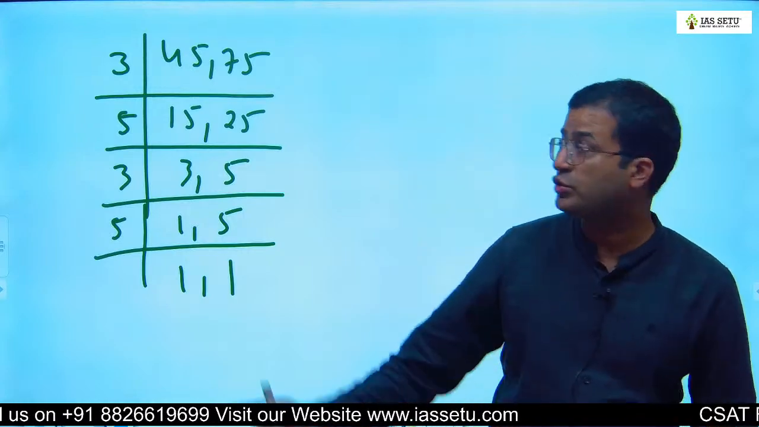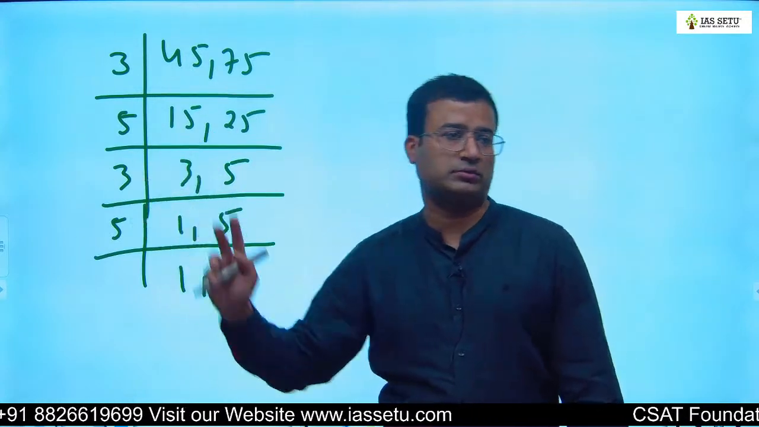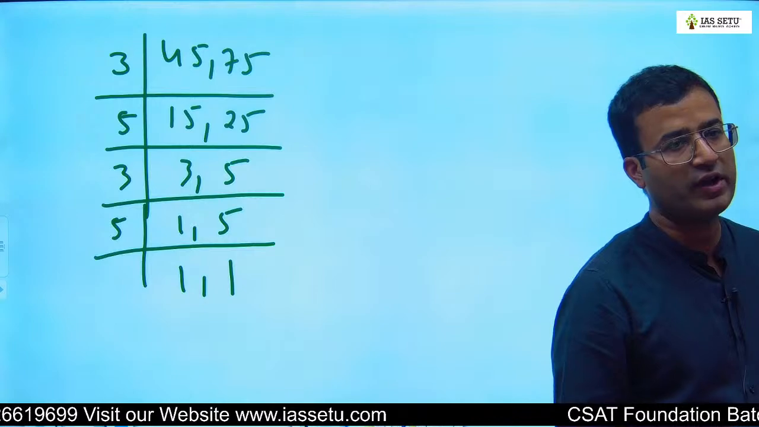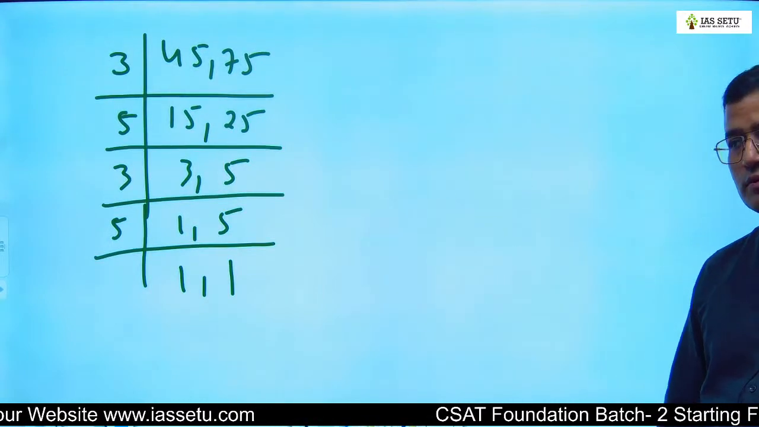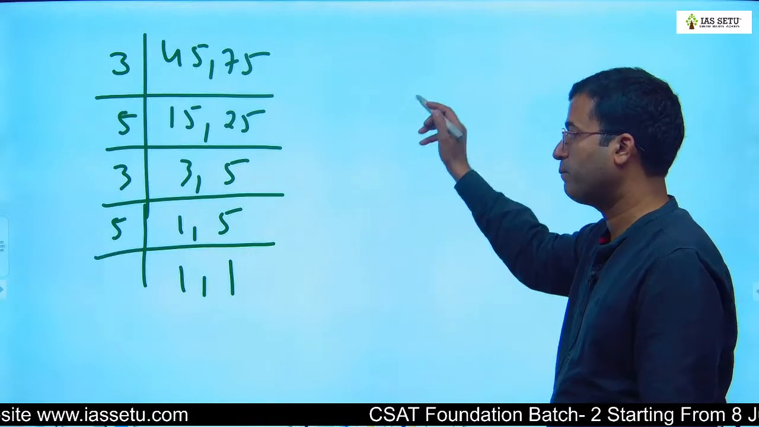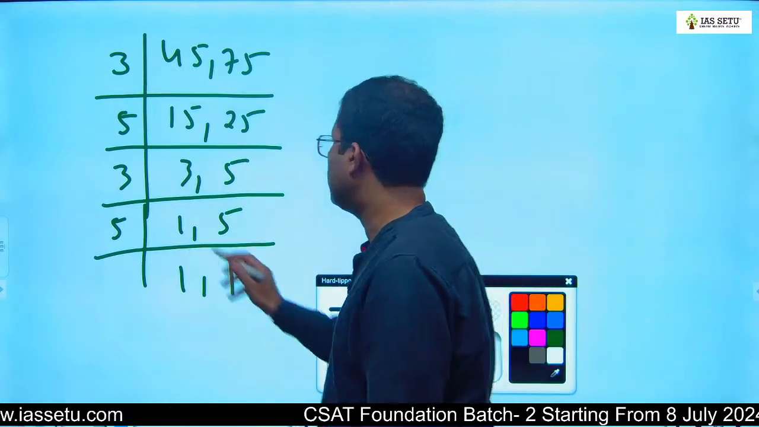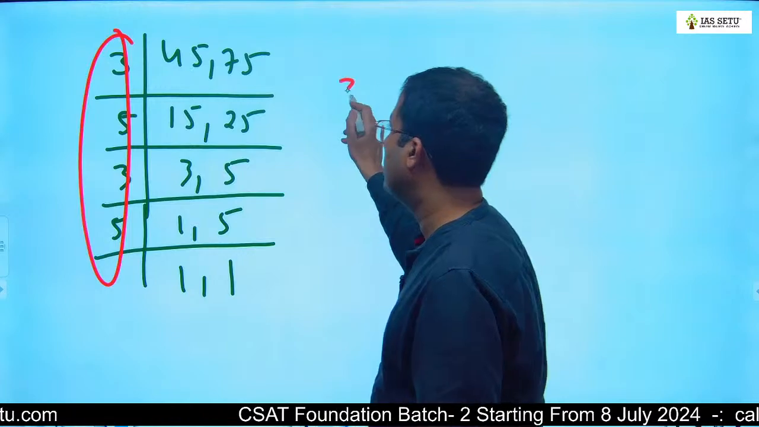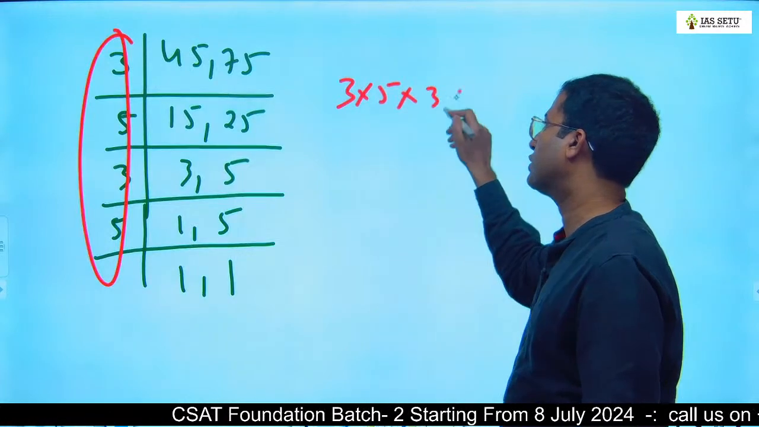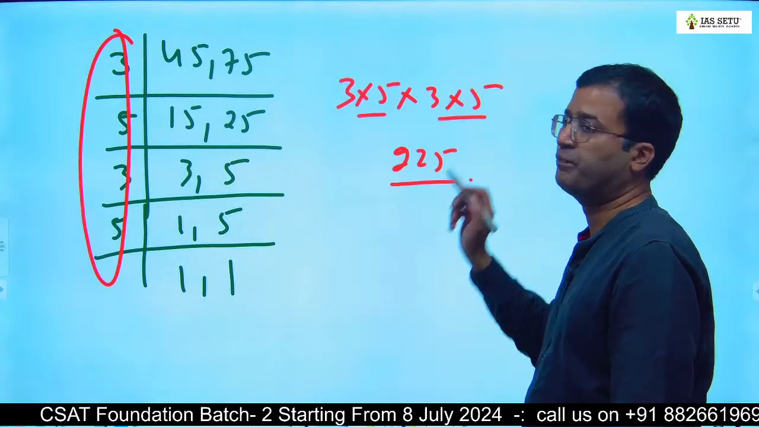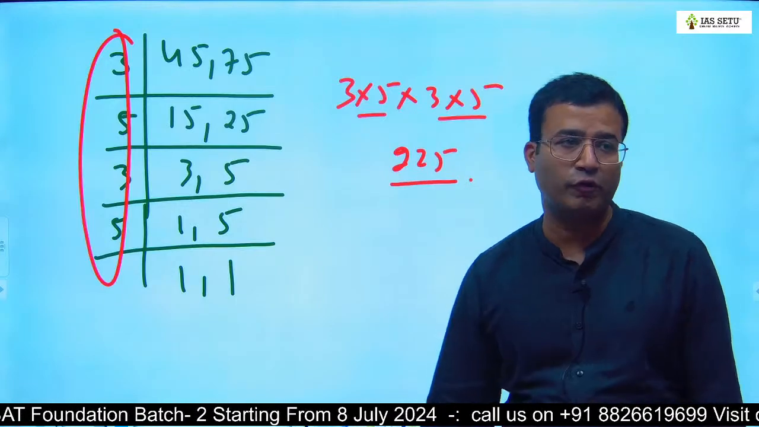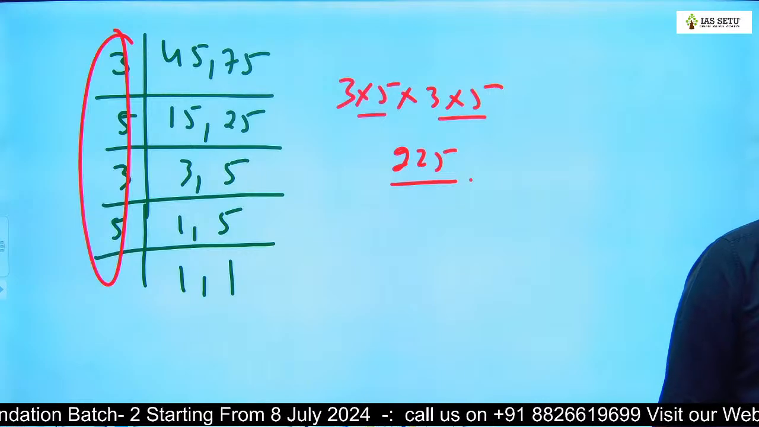First preference is to take the common factor out. When common factors stop coming, then you have to reduce. What is our LCM here? Multiply this 3 into 5 into 5, 15 into 5. So LCM of 45 and 75 is 225.